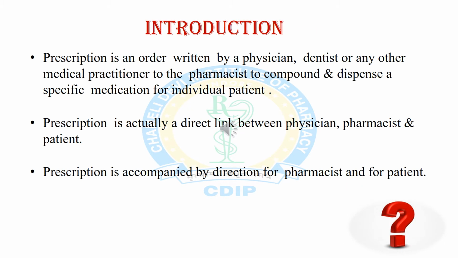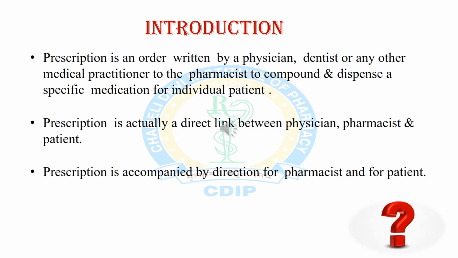Now, what is prescription? Prescription is an order written by a physician, dentist, or any other medical practitioner to the pharmacist to compound and dispense a specific medication for an individual patient. So, prescription is a written order from a registered medical practitioner or other properly licensed person such as a dentist, veterinarian, etc. to a pharmacist to compound and dispense a specific medication for the patient.